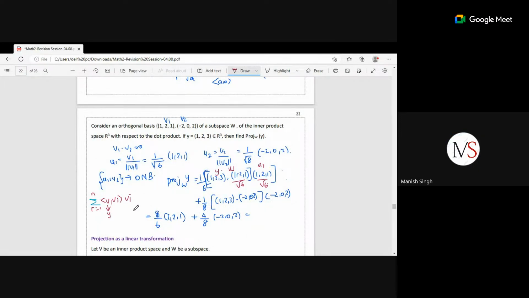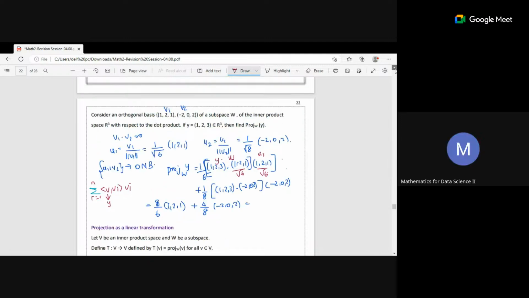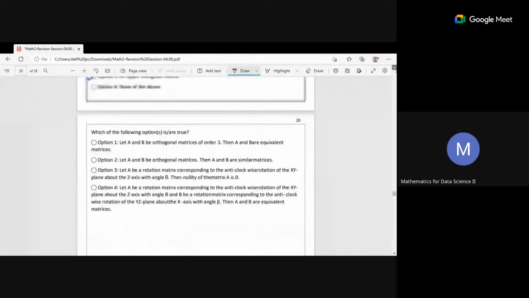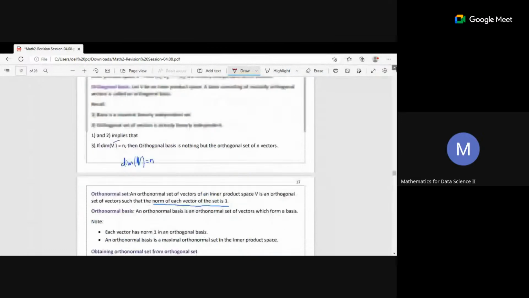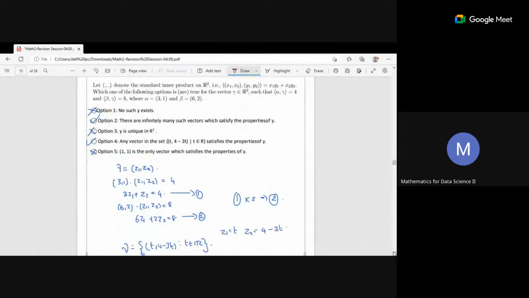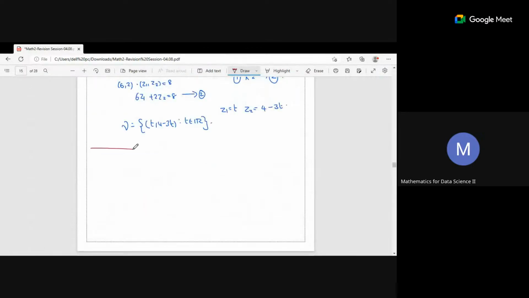Ma'am, if the basis is not given, how do you find it? Just quickly, if you can. See, for example, whenever you are given a subspace, how do you find the basis? I guess we have done some example here also. Maybe quickly I'll tell. If a plane is given, how do you find a basis? So suppose you are given a plane like this, x plus y plus z is equal to 0. Suppose this is the plane.